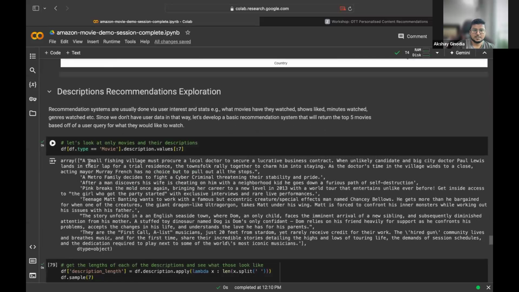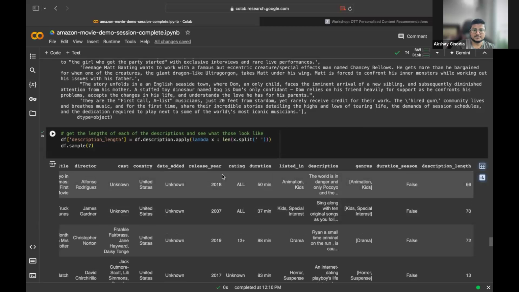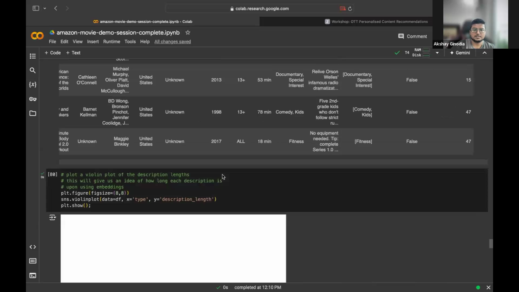So let's see how the movie description looks like. A small fishing village, with some description of the movie. Now that we have taken a look at it, I'm going to get the description length as well, by doing a split on the space, which will give me individual words. And I'm going to take the length of the number of words that were created. That gives me the description length. So I have the description, I have the description length.